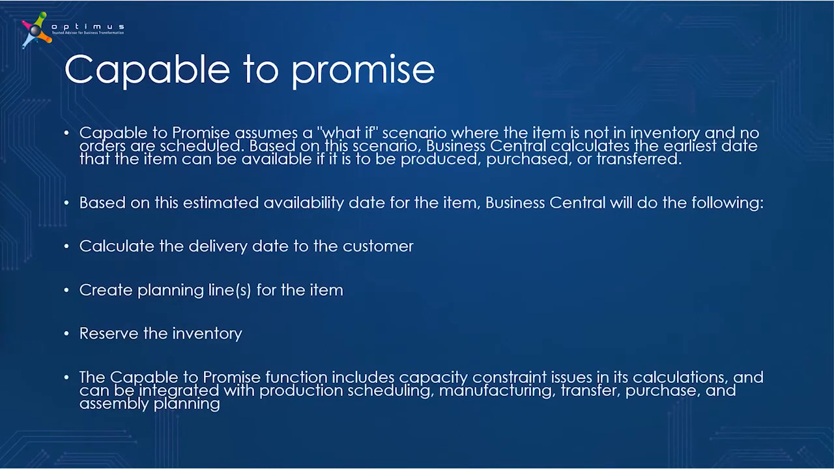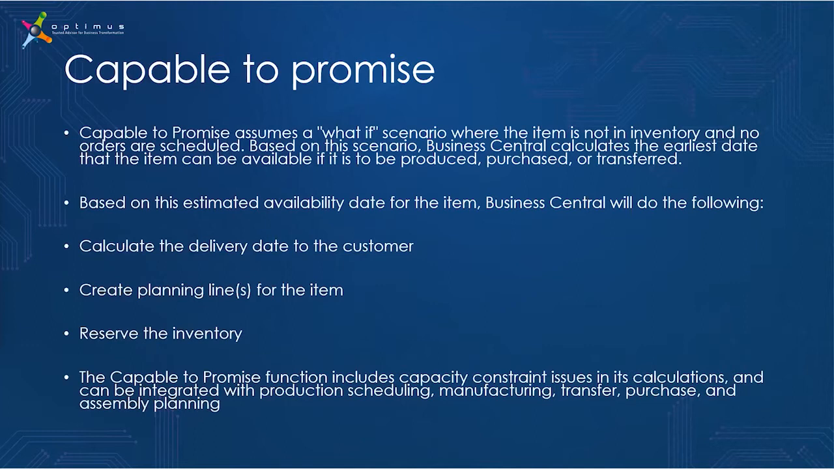Now, the second function is capable to promise. So capable to promise assumes a what if scenario, where the item is not in our inventory in the warehouses and no orders are scheduled. Based on this scenario, Business Central calculates the earliest date that the item can be available, if it is to be produced or just purchased or just transferred.